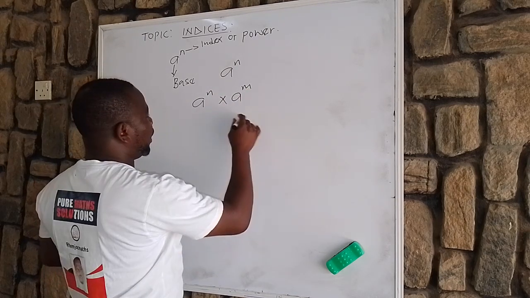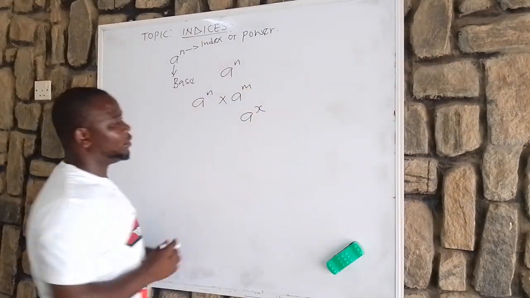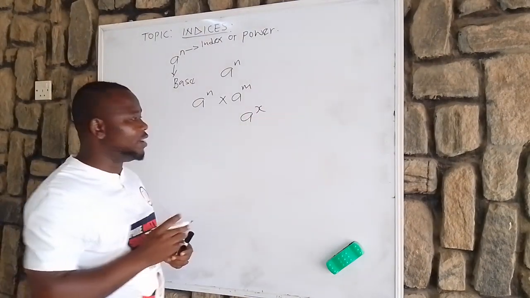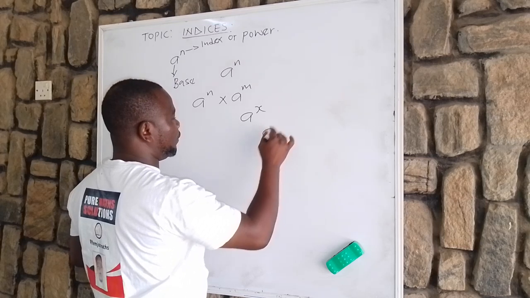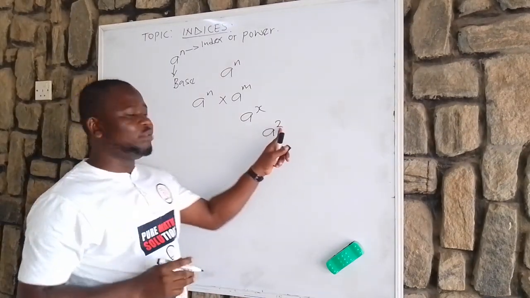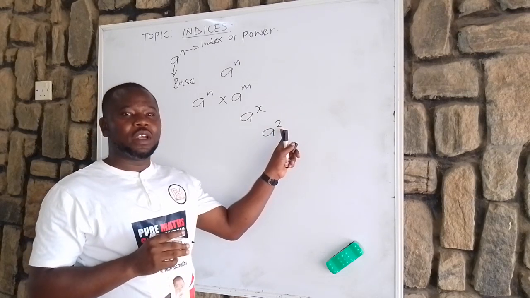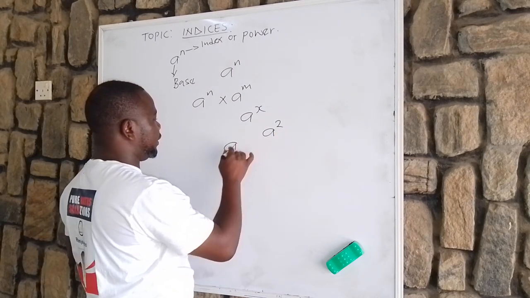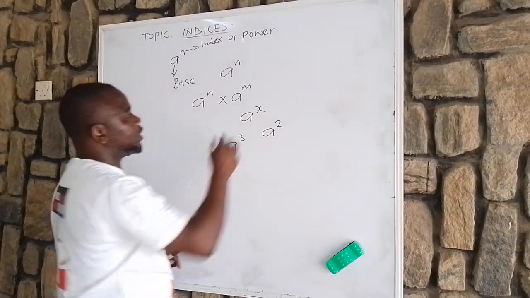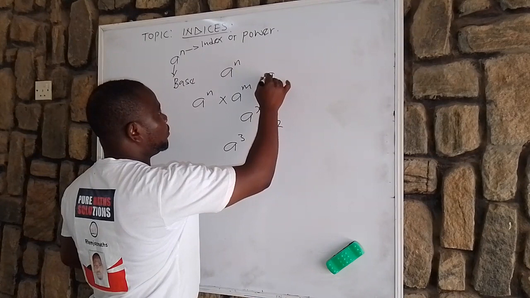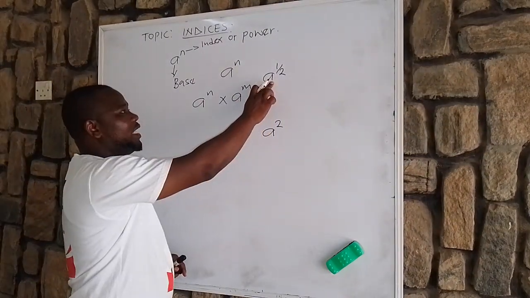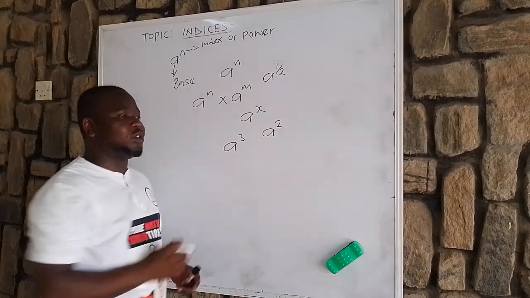What if we have it in this form? This is called a raised to power x. Are you clear? Then if we have it in this form again, this is called a raised to the power of 2. Do you agree? And this is also called a raised to power 3. Then what if we have it in this form? This is called a raised to the power of 1 over 2.